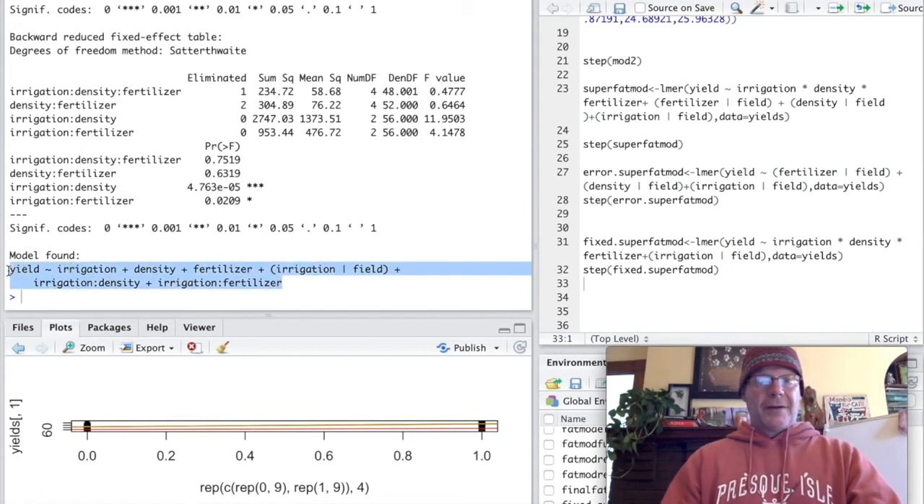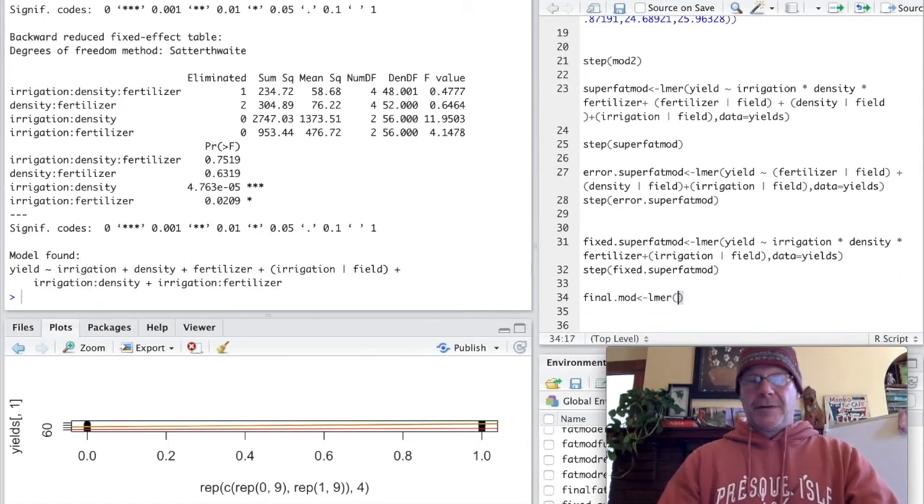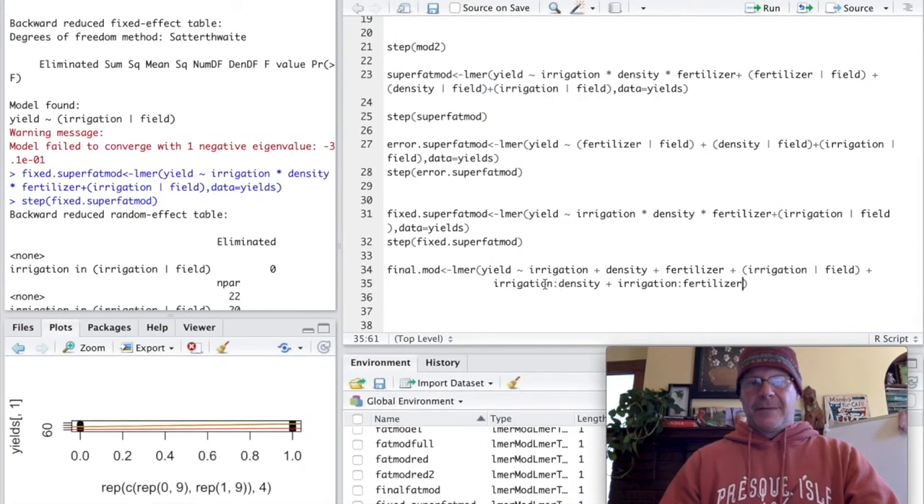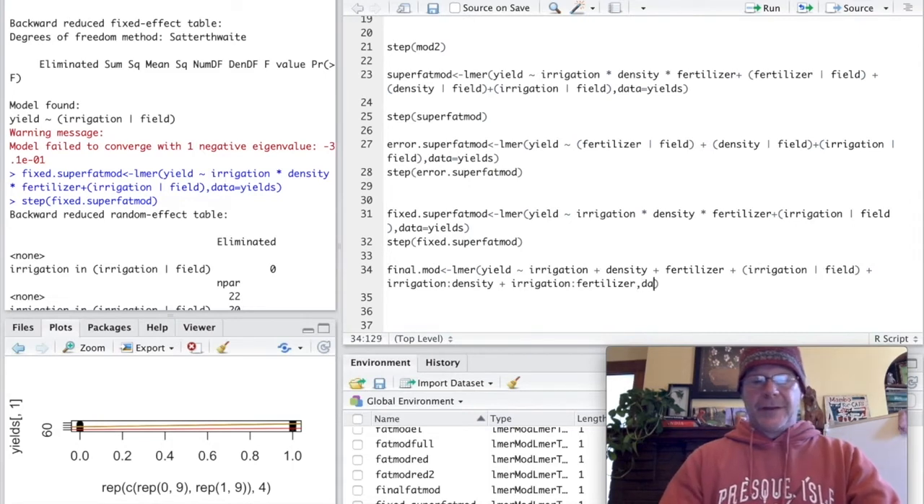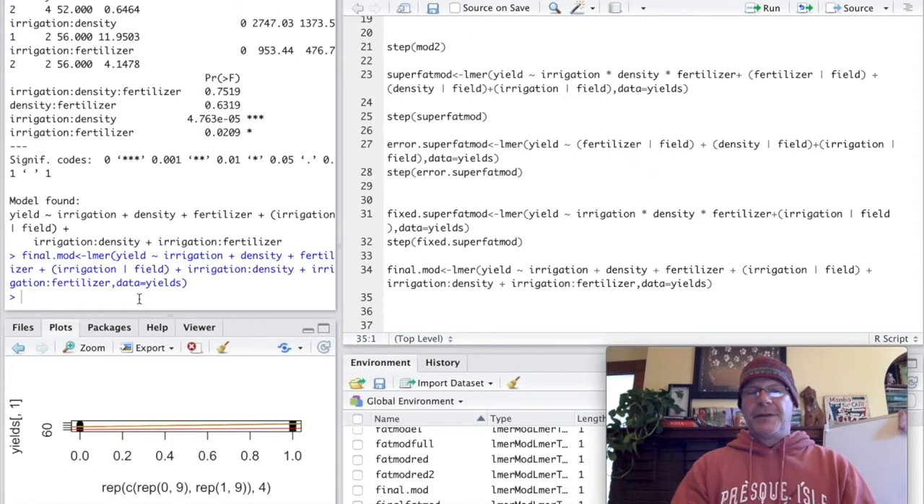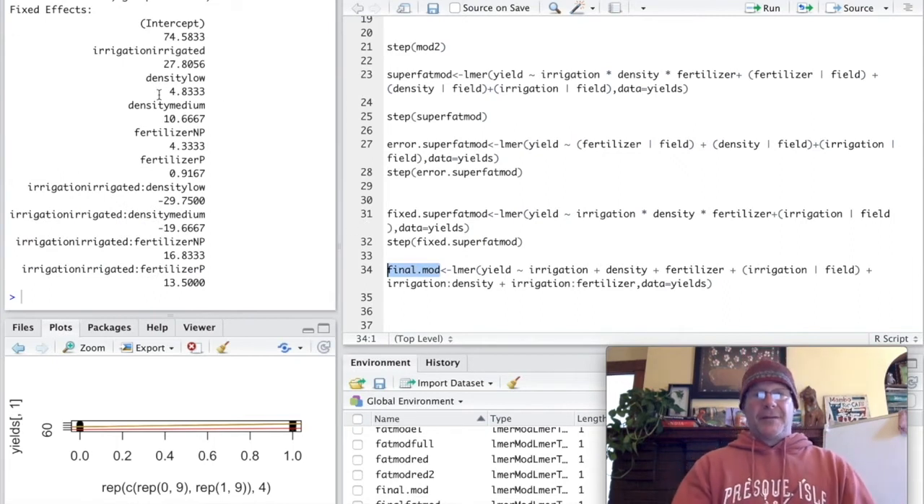And so I can go ahead and I'll just cut and paste this. And I'm going to call this the final mod, which is going to be an lmer, where that's what I cut and pasted in there. Make this look a little prettier. There we go. And what is the data called? Data equals yields. Okay, notice we did not get a warning. We got no singularity problems. We have our final model. We have parameter estimates from our final model.